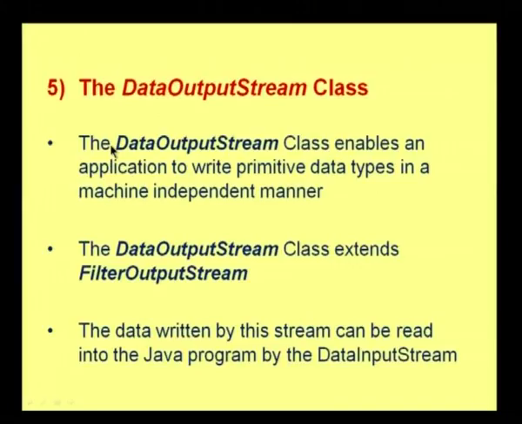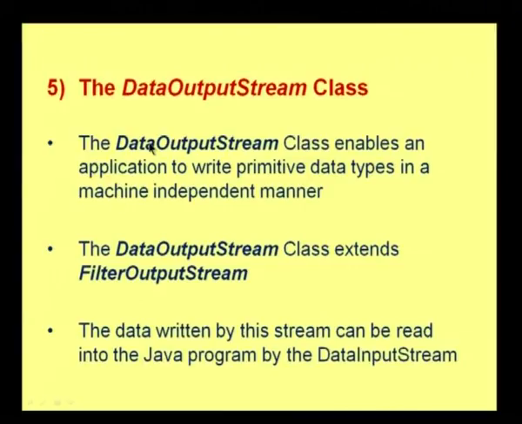Next is the data output stream class. The data output stream class enables an application to write primitive data types in a machine independent manner. The data output stream class extends the filter output stream. The data written by this stream can be read into a Java program by a data input stream.